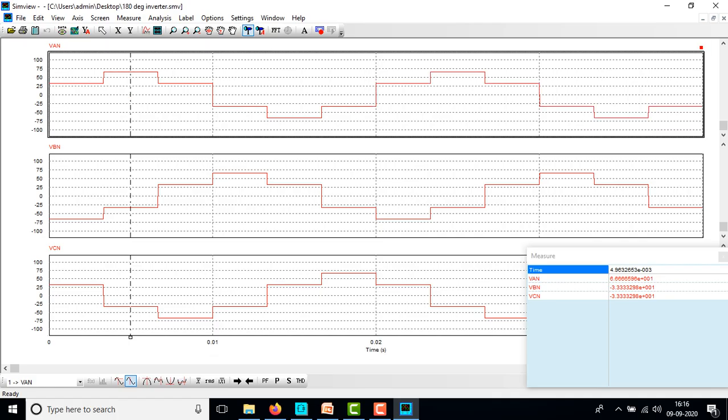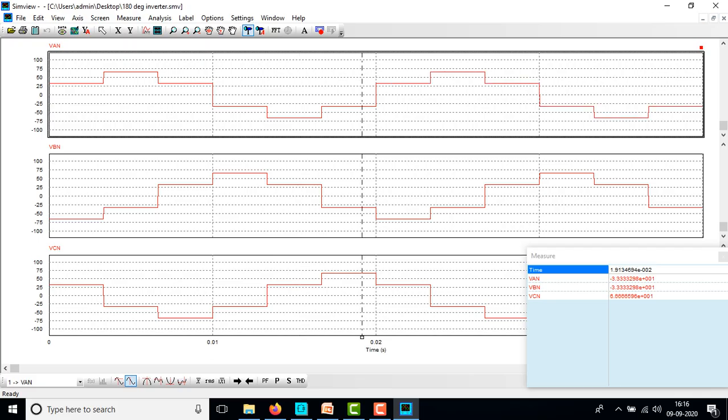So here we will have Vs by 3. First step will be Vs by 3, that is 100 by 3, 33.33, as we can see in VAN, and 2 Vs by 3, that is 2 into 100 by 3, that is 66.66. Then the third step will be again 33.33. Similarly for negative, that is minus 33.33, minus 66.66, and again minus 33.33.